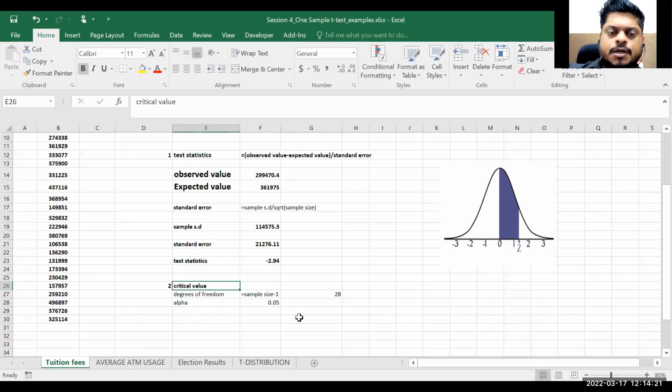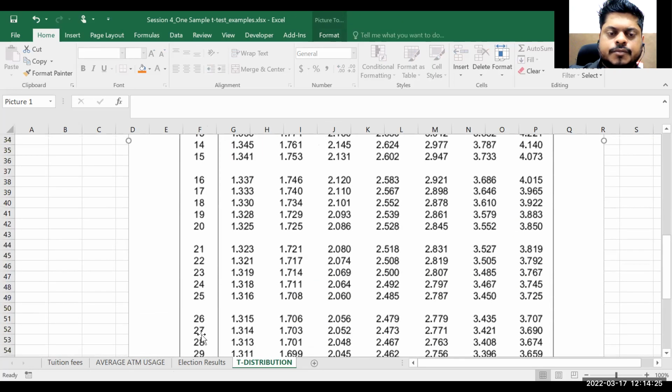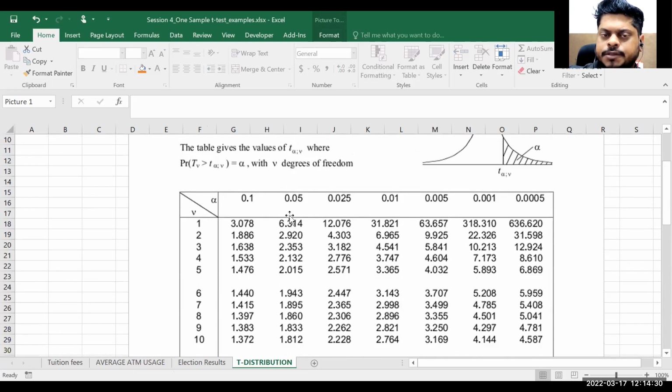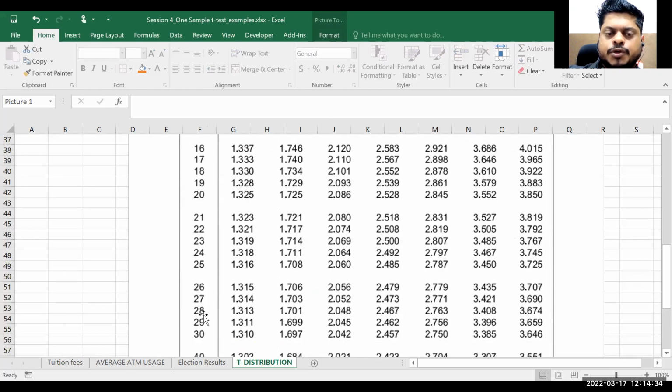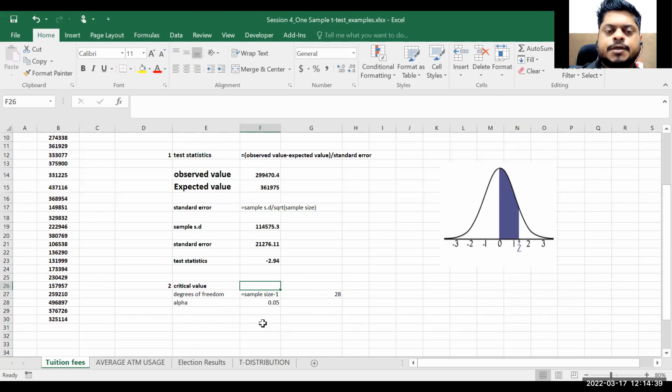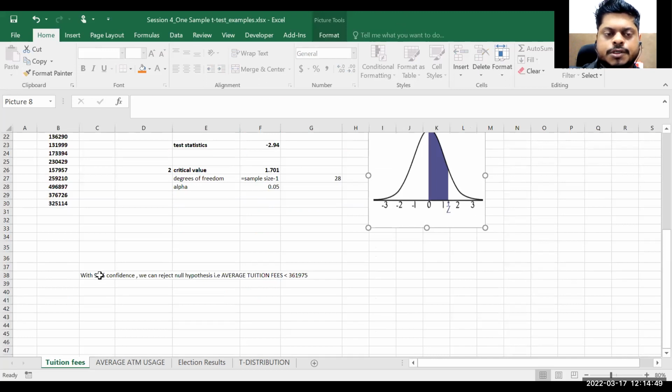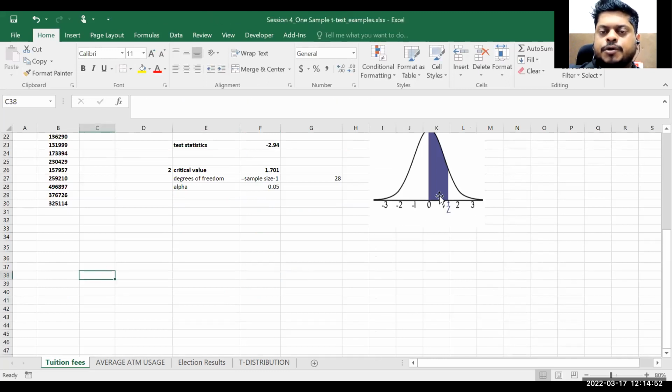Now I'll go and find out at 28 degrees of freedom and 0.05, which is my alpha and is given. My degrees of freedom is 28, and I get a value of 1.701. So that becomes my critical value. These are the only two pieces of information you need for carrying out your hypothesis testing.